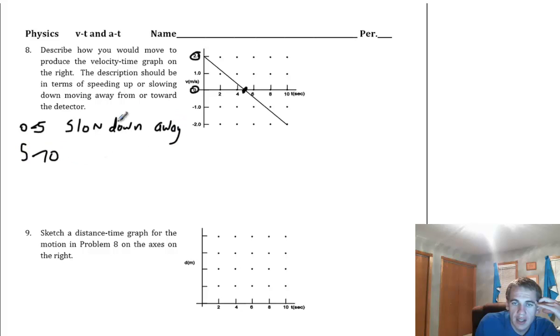5 to 10. It starts at 0 meters per second, ends up down here at -2 meters per second. So it actually got faster, but it changed direction. Speed up, move towards. Okay.